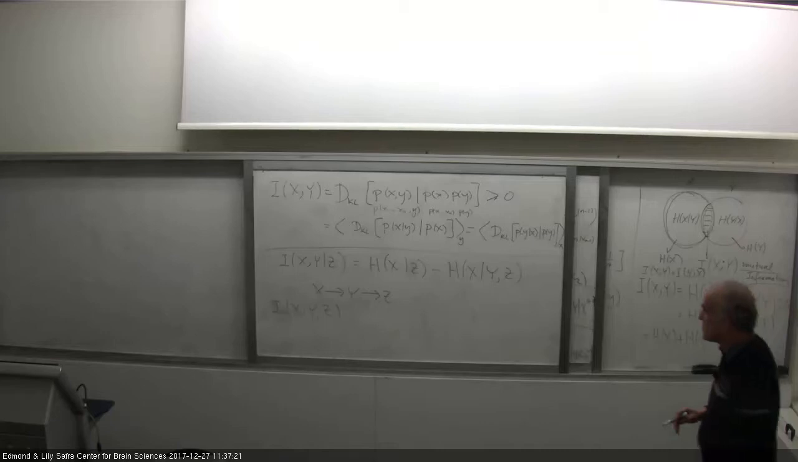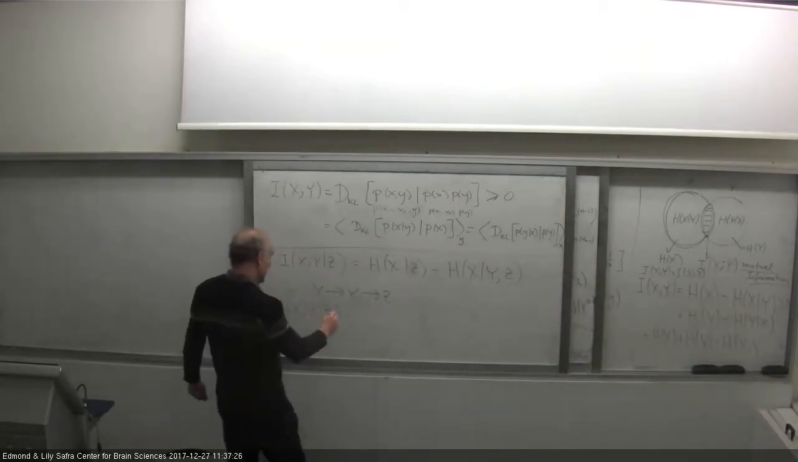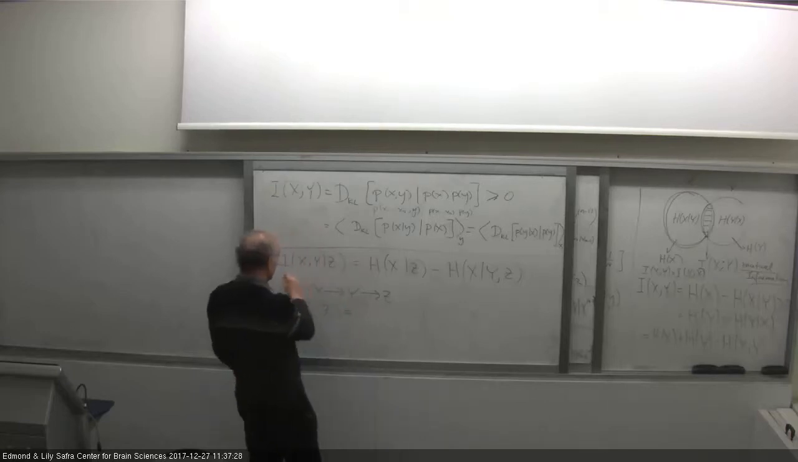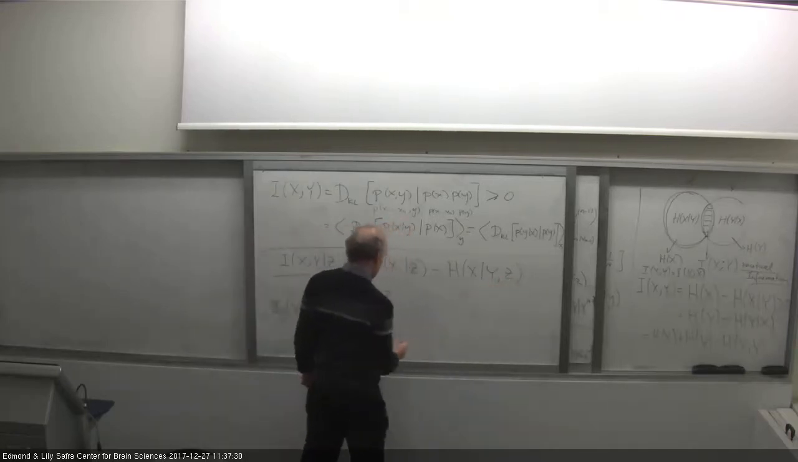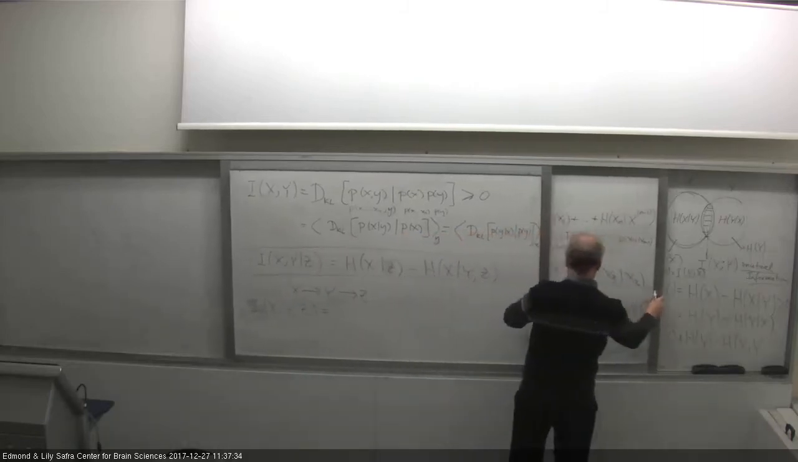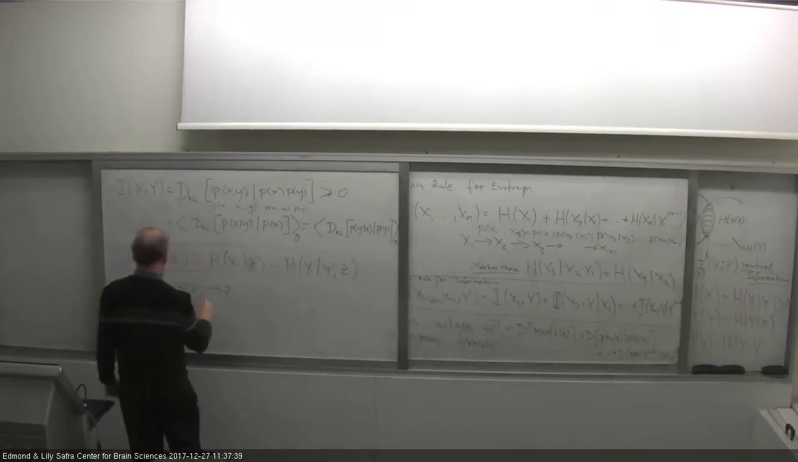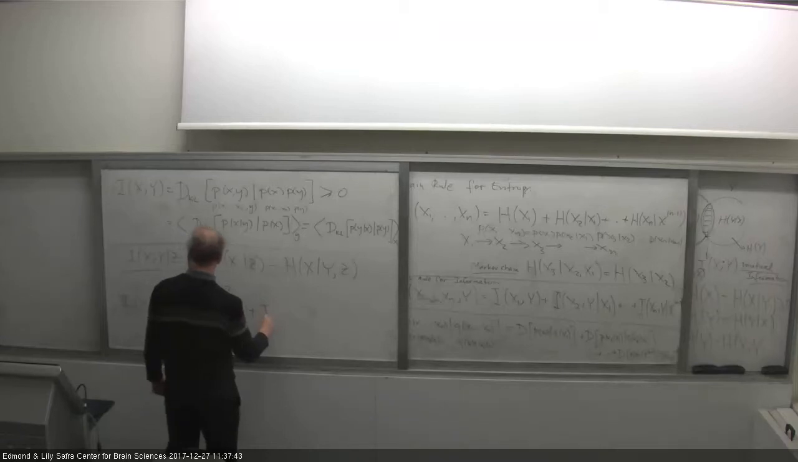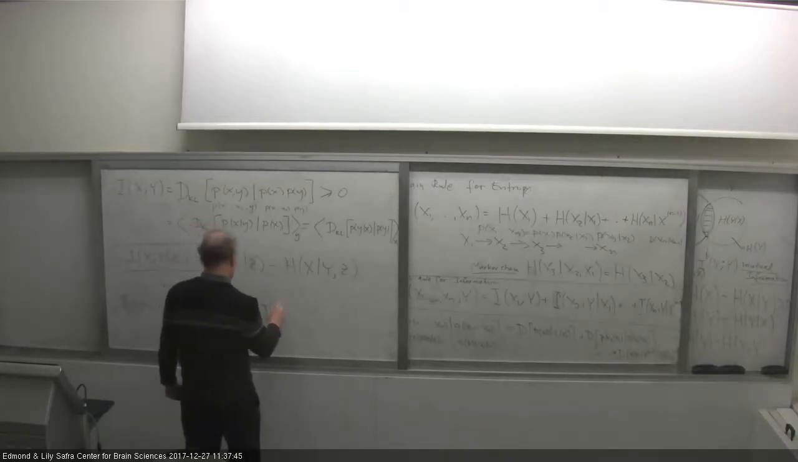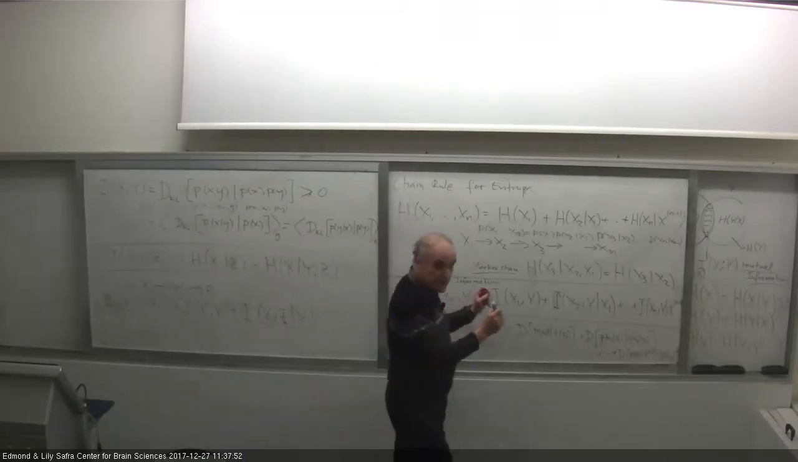Okay, so now I can write this as a chain rule, and I can write it in two ways. This is just the definition of conditional entropy. But I can write it using the chain rule of information in two ways. I can write it as I(x;y) plus I(x;z) given y. This is just using the chain rule, written for three variables.